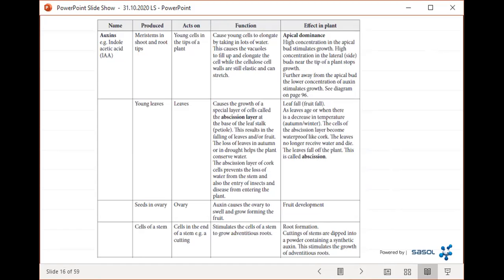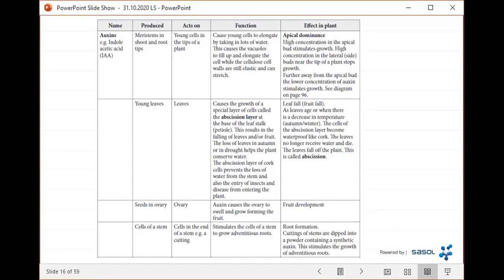Then auxins are produced in young leaves, and they act on the leaves. It causes a special layer of cells called the abscission layer to form at the base of the leaf stalk, and this results in the falling of leaves or of fruit. So the effect on the plant is that the leaf or the fruit would fall. As leaves age, or when there is a decrease in temperature, the cells of the abscission layer become waterproof like cork. Then the leaves no longer receive water and they die. So the leaves fall off the plant, and this is called abscission. Abscission is basically dropping off.